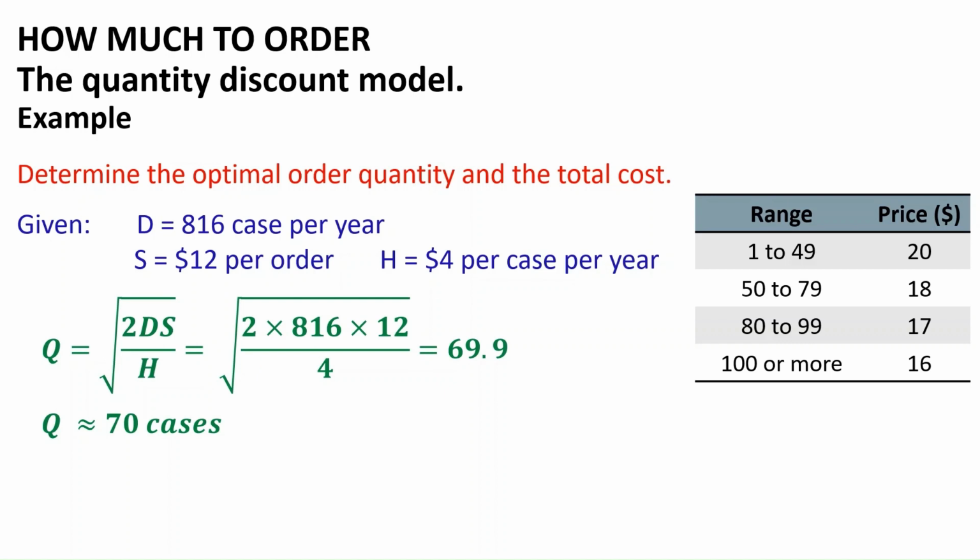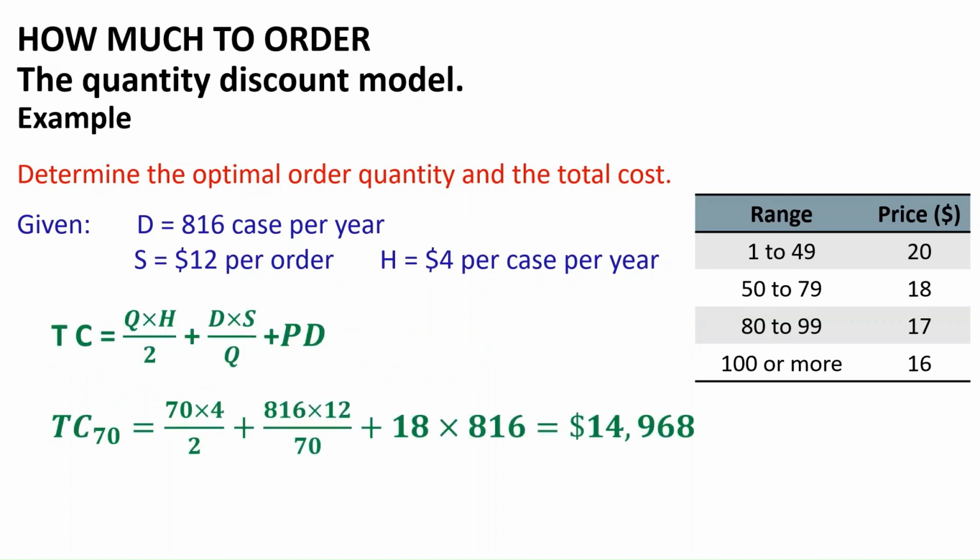Q equals the square root of 2 multiplied by 816 multiplied by 12 divided by 4 equals 69.97, approximately equals 70 cases. The next step is to calculate the total cost corresponding to Q equals 70. At this quantity the unit price is $18 per case, as 70 falls in the range of 50 to 79 cases. Known that TC equals Q multiplied by H divided by 2 plus D multiplied by S divided by Q plus P multiplied by D.